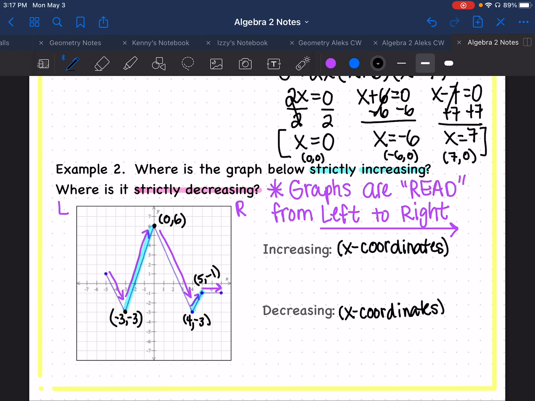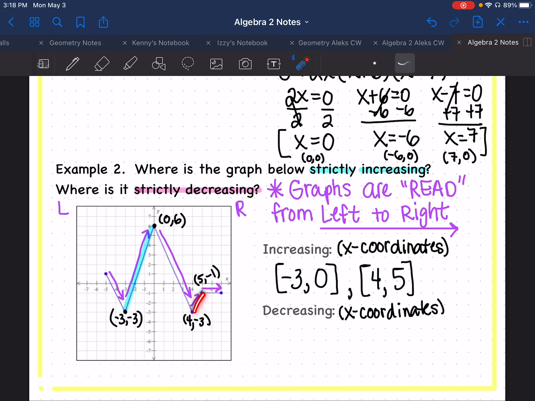All right. Since the dots are filled in, I would go ahead and in interval notation, I would use the brackets, and you would simply say -3, comma 0 for that first one, the longer one, this one right here. And then you're going to put a comma, and you're going to put another bracket, and you're going to say 4, comma 5 for the second shorter increasing interval.